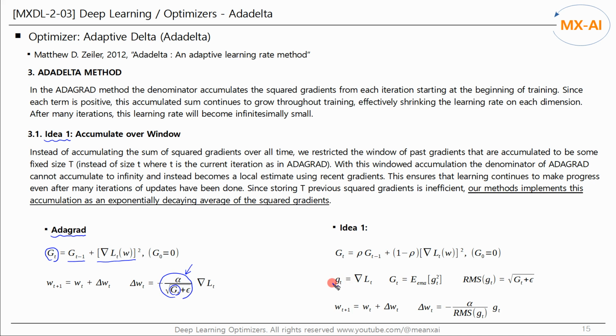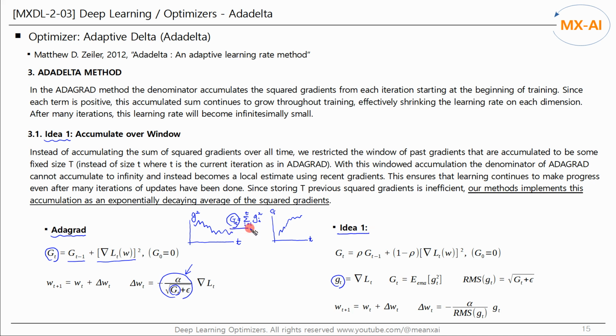Let's call the gradient of L, g. When a time series of g squared is like this for iteration t, all past g squared are accumulated in G. The time series of G increases monotonically like this. Then the learning rate continues to decrease. The idea 1 presented in the paper is as follows.